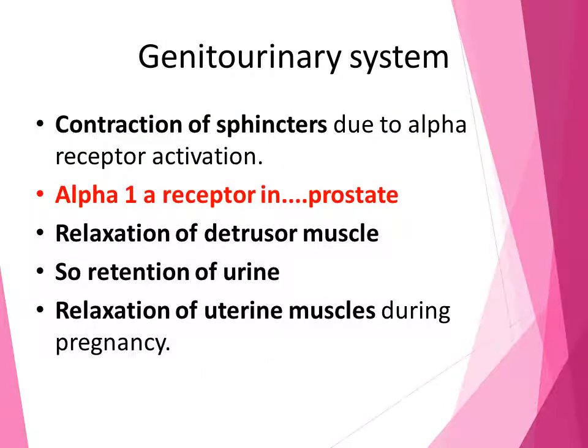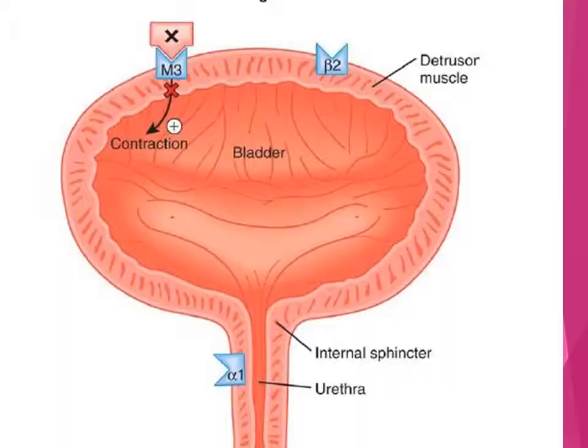Genitourinary system. Contraction of sphincters occurs due to alpha receptor activation, because alpha receptors are located in the sphincter where they cause contraction. Alpha 1 receptors are located in the prostate. They cause relaxation of the detrusor muscle, so no retention of the urine. They cause relaxation of the uterine muscles during pregnancy. These alpha 1 receptors are located in the urethra and internal sphincter.